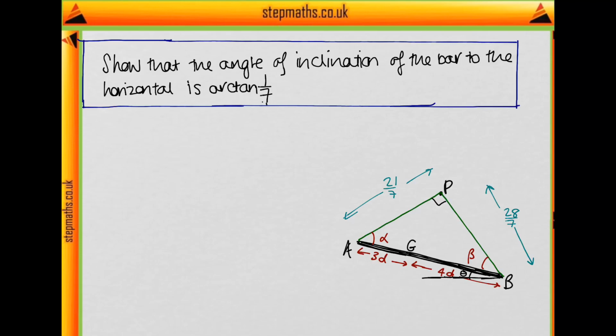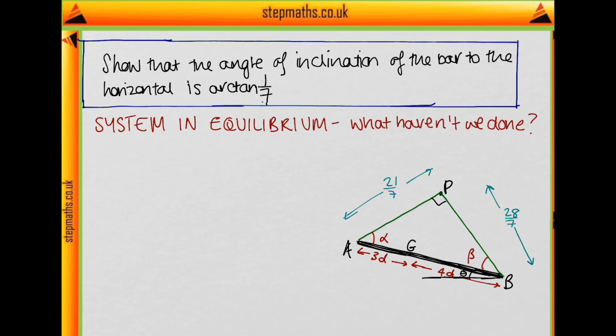So looking at this system that we have here, our system is in equilibrium. And at the start of the question, looking at a system in equilibrium, we identified that there are two things that we must do to find as much information as we can about the system. So let's think about that again. The system is in equilibrium. What haven't we done so far? We've taken moments, and what's left to do now? That's right, we need to resolve forces.